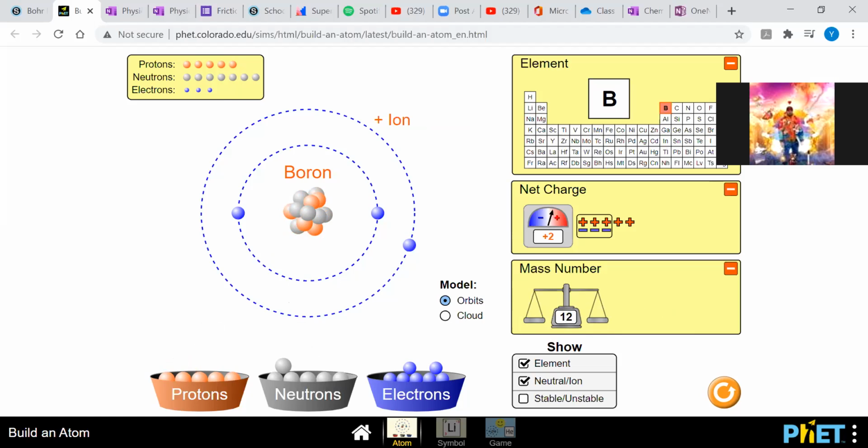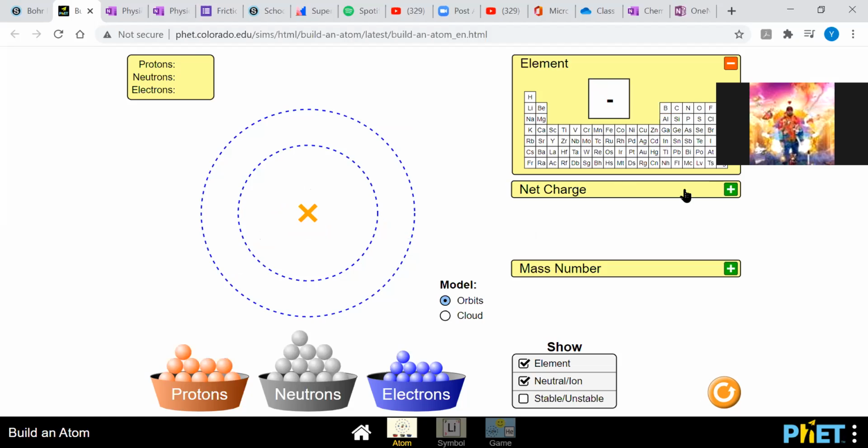Remember, my charge is affected by, well, Lamar told us that electrons have a negative charge. Can somebody tell me who has the positive charge? Protons. Protons have a positive charge. Very nice. So that's why if we look at charge, we're going to be looking at protons and electrons. Let me reset. Let's look at just charge for a second.